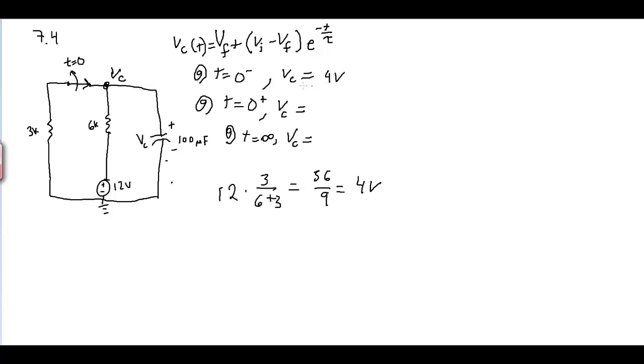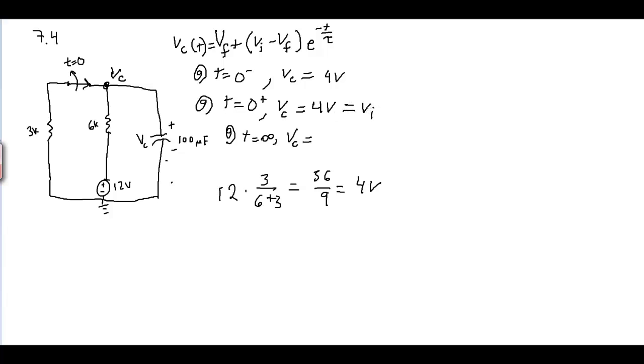Now, because we know that voltage cannot change instantaneously after the switch is flipped, Vc will remain at 4 volts at t equals 0 plus. Now t equals 0 plus is going to be our initial condition, because this is from time 0 to infinity as the capacitor is changing. So we're really only concerned with t equals 0 plus. We'll just say that's equal to V initial.